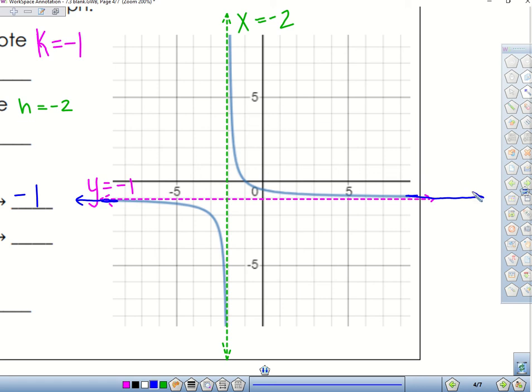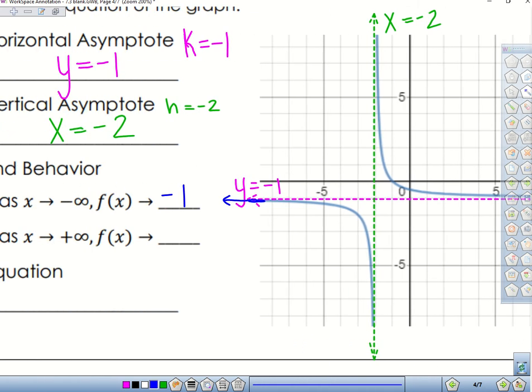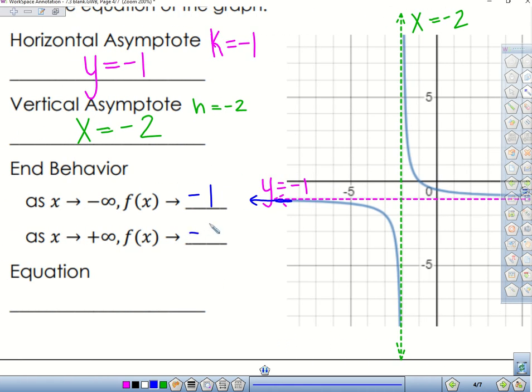Going to negative or positive infinity, right? Up and down. Is it going up and down at all? No, that's what we're talking about. So the function is not going to go up or down. It's just going to get closer and closer to -1. So your end behavior is going to be restricted by your asymptote.